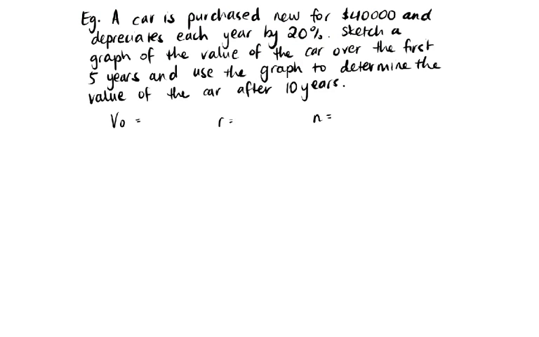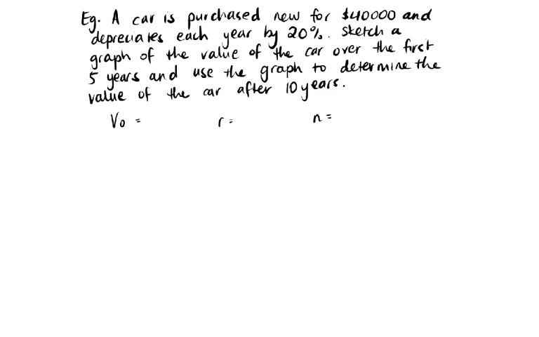Let's go through calculating one and actually graphing an example now. A car is purchased new for $40,000 and depreciates each year by 20%. Sketch a graph of the value of the car over the first 5 years and use the graph to determine the value of the car after 10 years.